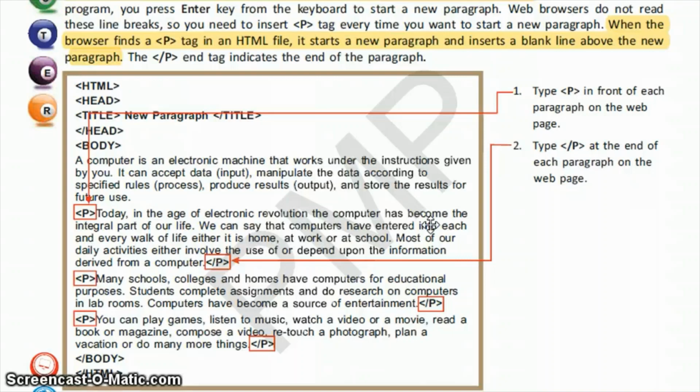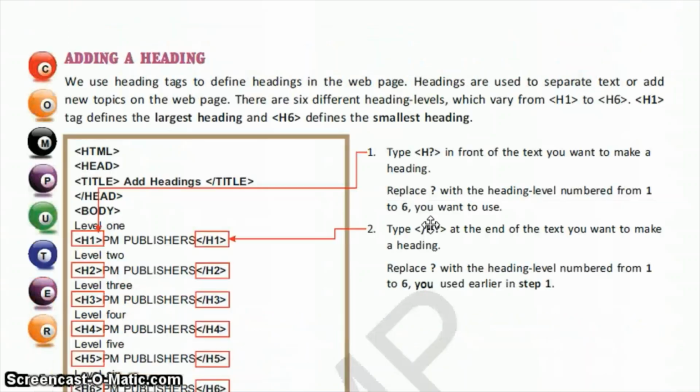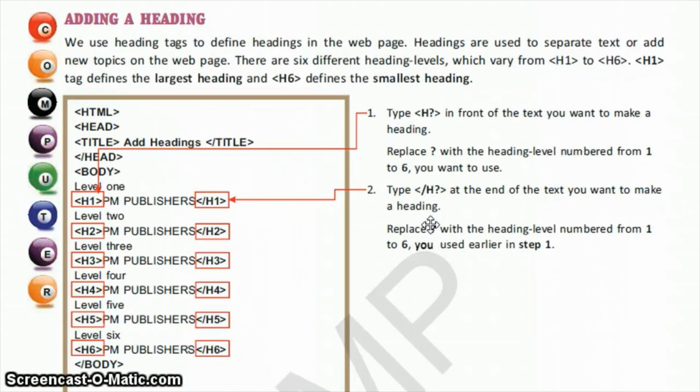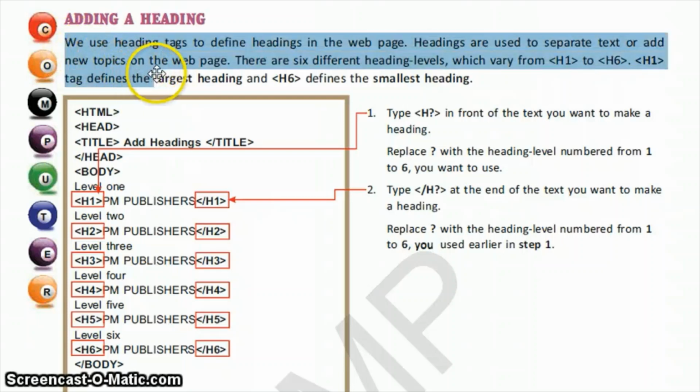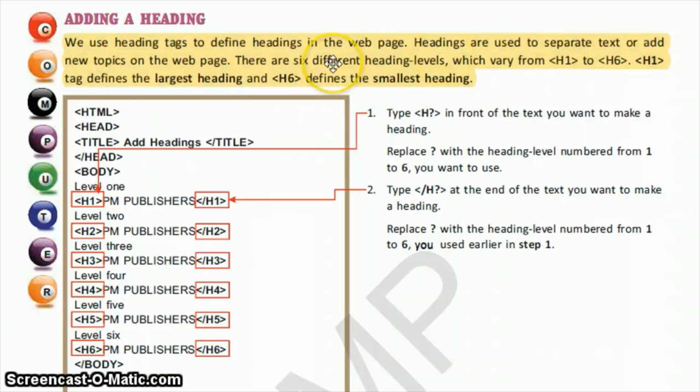Now the next tag is the heading tag. It is on page 78. So what is a heading tag? We use heading tags to define headings in a web page. Headings are used to separate text or add a new topic on the web page. There are 6 heading styles from H1 to H6. H1 is the largest heading and H6 is the smallest heading. So this is the answer of the heading tag.